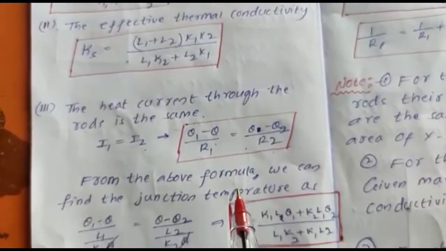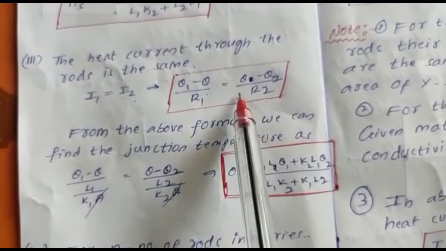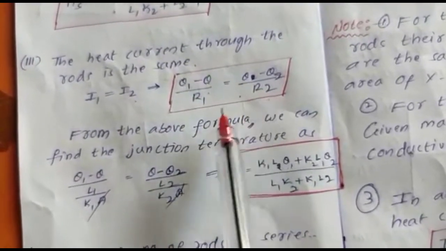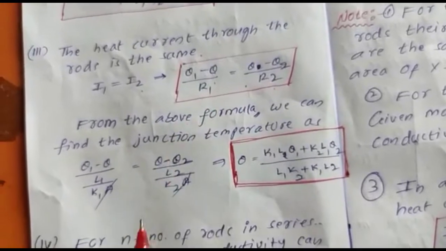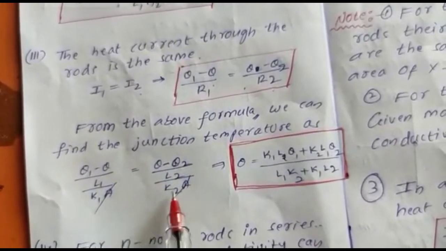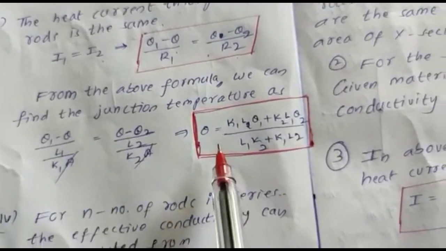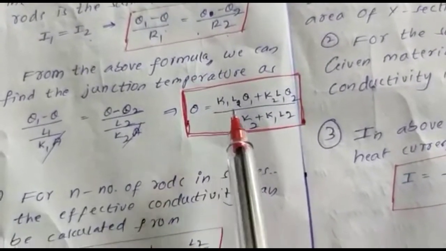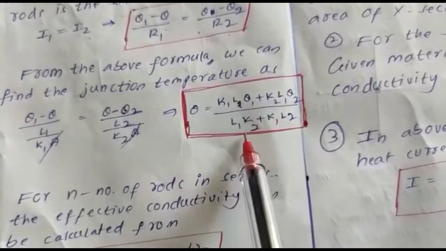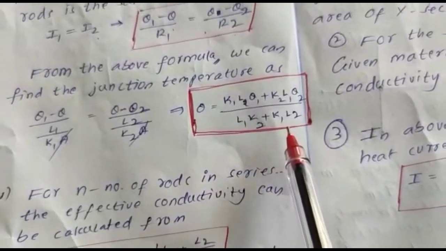Using this concept we can calculate the junction temperature. Take the cross multiplication and substitute the R1 value, where R1 is L1 by K1A and R2 is L2 by K2A. Cancel the A, and you will get the final answer that theta = (K1 L2 theta 1 + K2 L1 theta 2) / (L1 K2 + K1 L2).